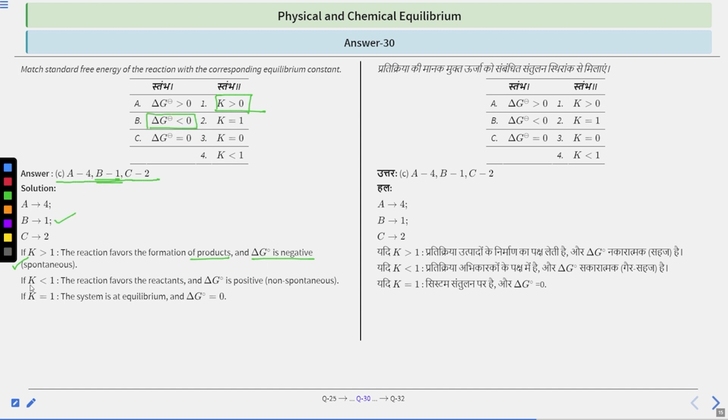B is for 1. If K is less than 1, the reaction favors the reactants, and delta G becomes positive. So for K less than 1, delta G is positive. So A is for 4. And if K is equal to 1, the system is at equilibrium and delta G becomes equal to 0. So C corresponds to 2, right? So option C is the correct match for column 1 and column 2.